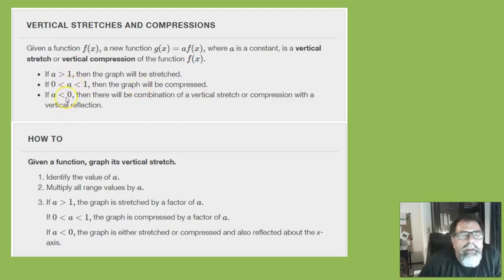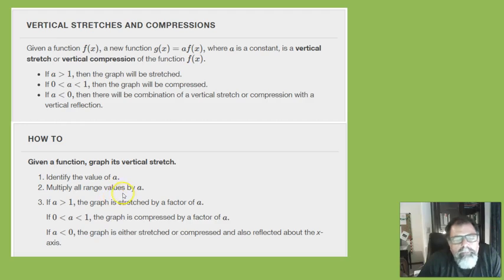And if the absolute value is greater than 1, like negative 1.7, that would be a stretch of 1.7, and the negative does the vertical reflection. So it's a combination of a stretch or compression with the reflection. Okay? And then the technique is here. Basically, we're just going to figure out what A is and multiply all the Y values, the output values, by A. Okay? And then if you do that, you don't necessarily have to worry about the words here. I mean, it'll take care of itself.